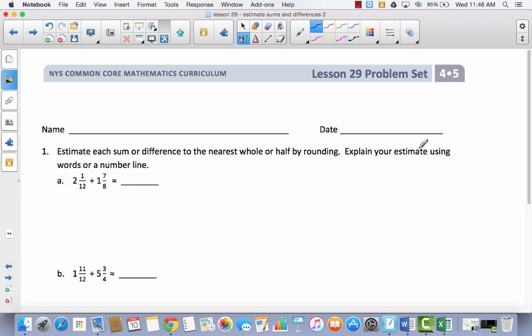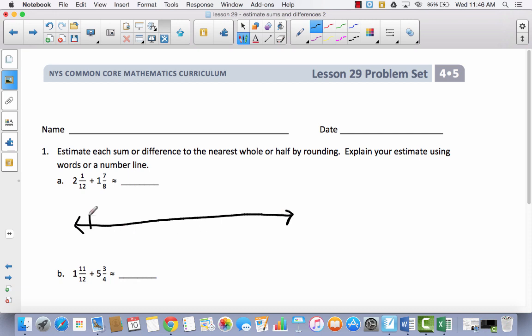Explain your estimate using words or a number line. Okay? All right, so we can use words. We can also use a number line. I think I would like to go ahead and start by using a number line. So let's start right here. And we've got 2 and 1/12 plus 1 and 7/8.